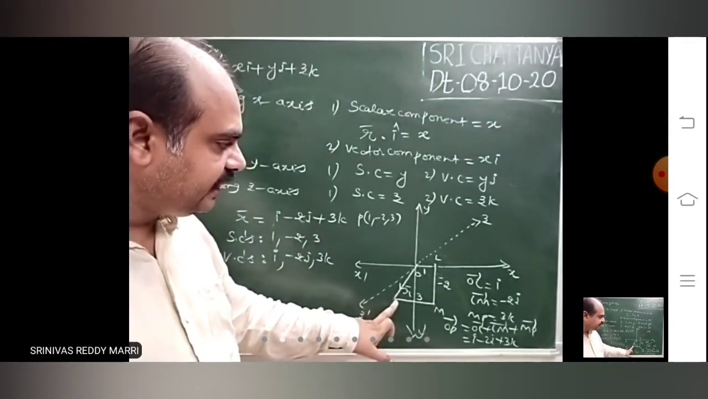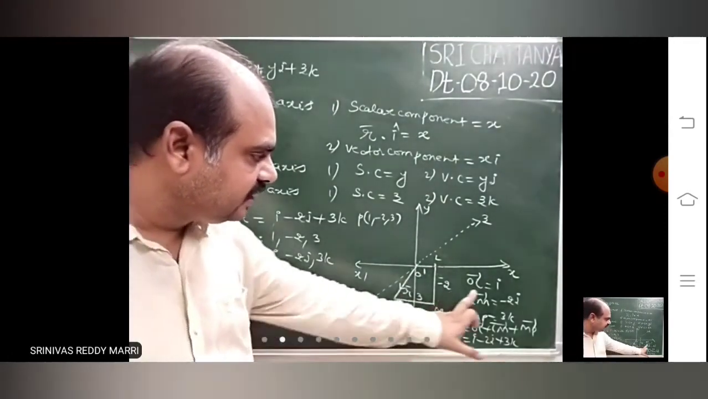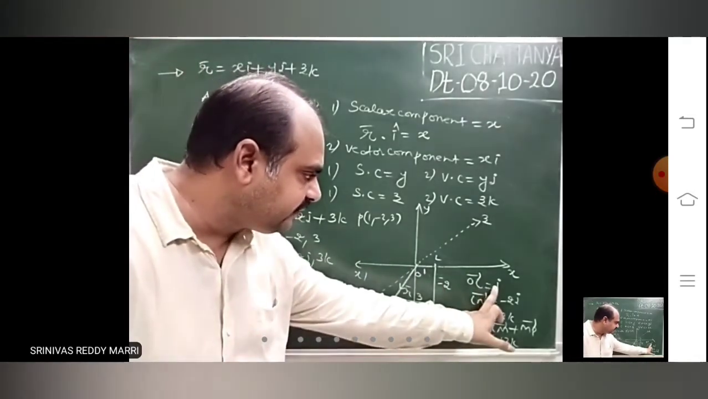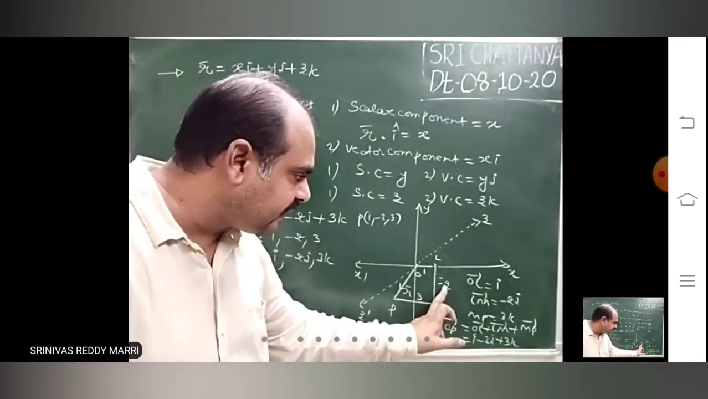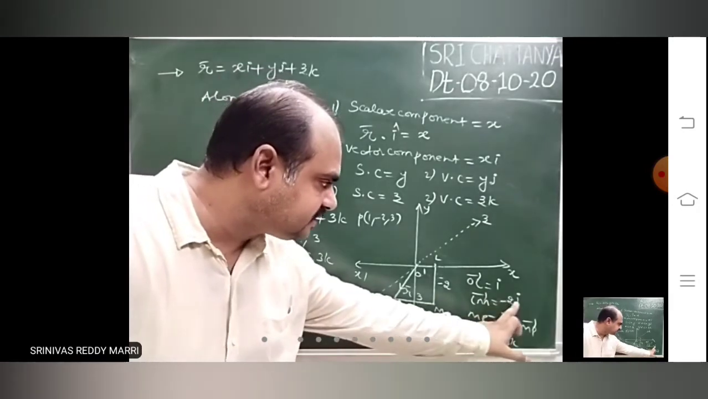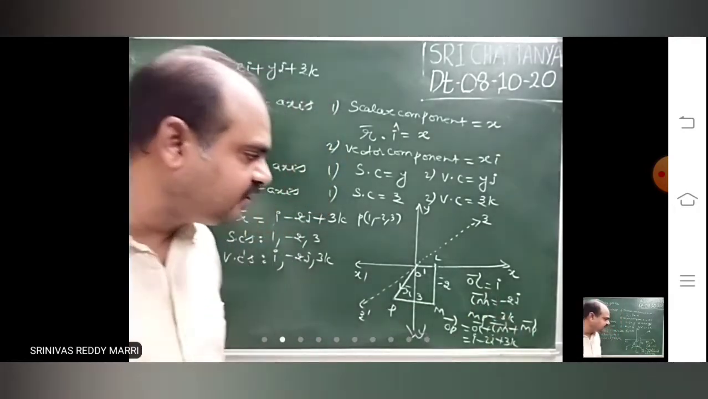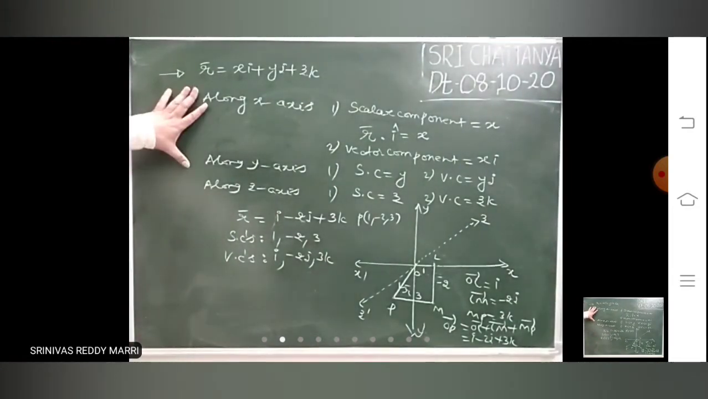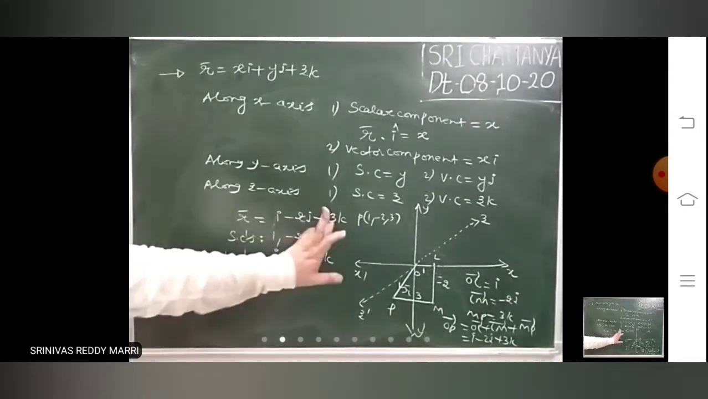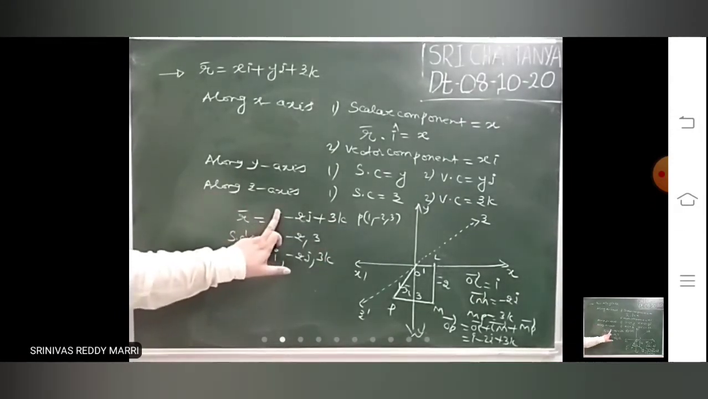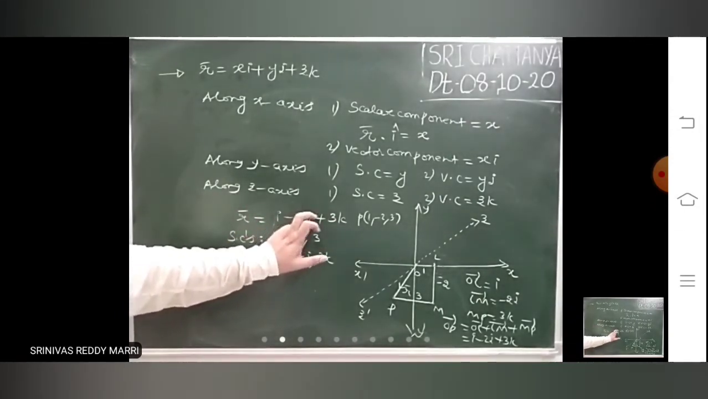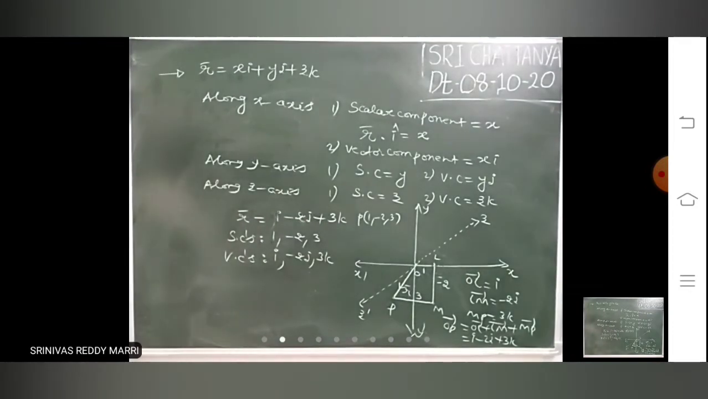That is the scalar component. Vector component means what? That length OL into unit vector i. LM means the scalar component minus 2 into j. MP means scalar component 3 into k. So those are the meanings. Scalar components means just coefficients, 1, minus 2, 3. Vector components means this i part completely, minus 2j part completely, 3k part completely.